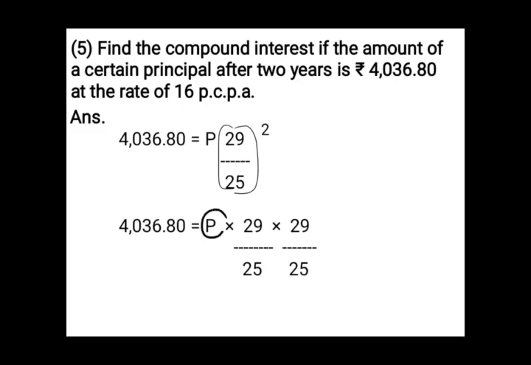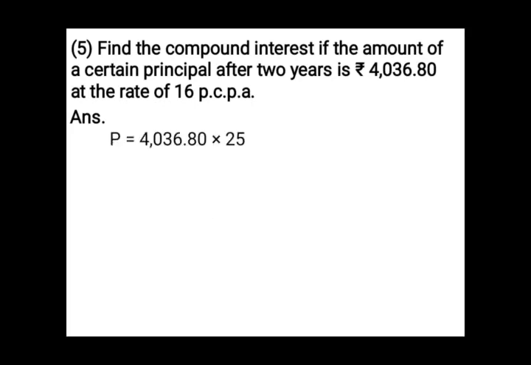Principal P, you have to take on the left side, and then these numbers you have to write in cross multiplication form. 4036.80 into 25 goes on the numerator. 29 into 29 goes on the denominator according to the cross multiplication method. That is, principal is equal to 4036.80 into 25 upon 29 into 29. Now you have to do the cancellation.